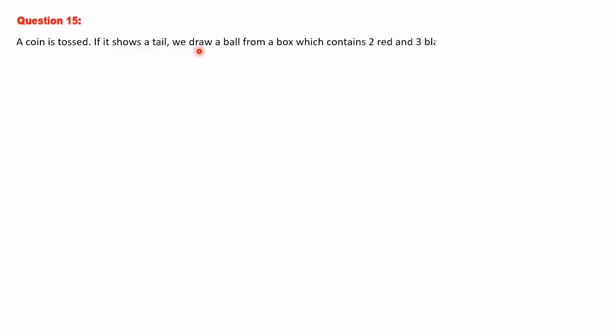Next we shall discuss question number 15. A coin is tossed. If it shows a tail, we draw a ball from a box which contains 2 red and 3 black balls. If it shows head, we throw a die. Find the sample space for this experiment.